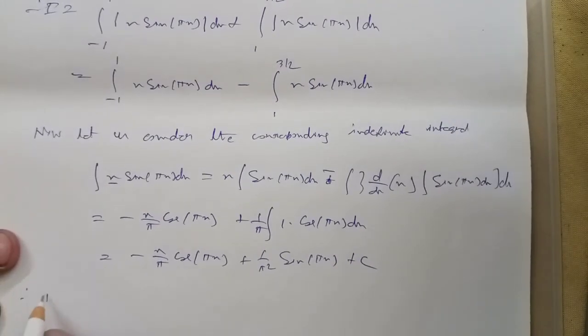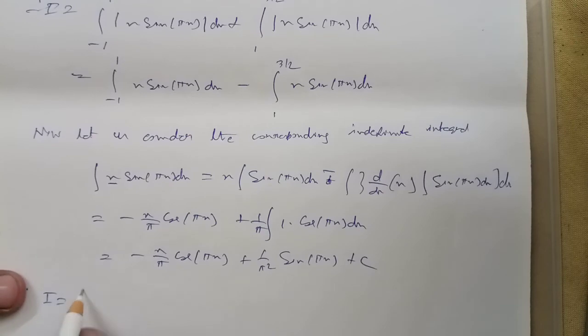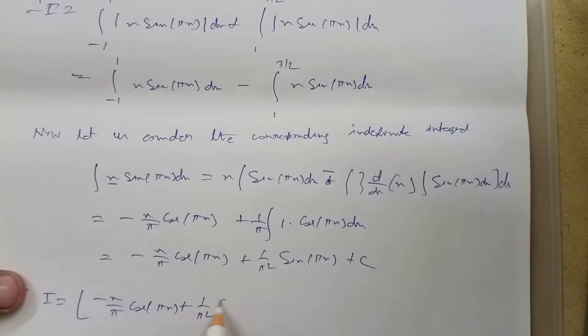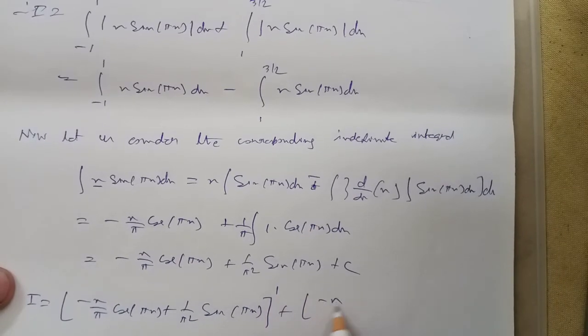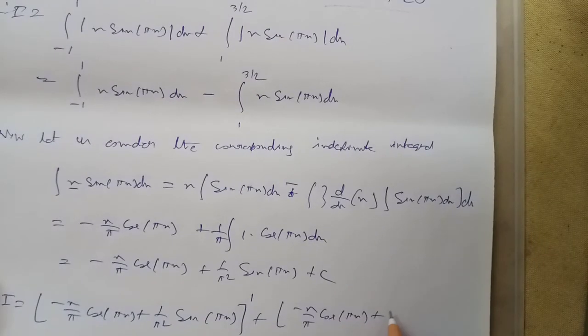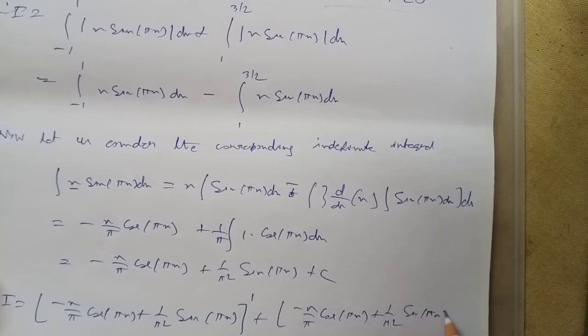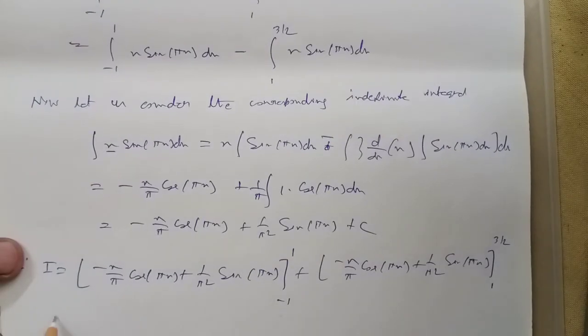So therefore our I becomes minus x by pi cos of pi x plus 1 by pi square sine of pi x, limits are minus 1 to 1, and then minus x by pi cos of pi x plus 1 by pi square sine of pi x, limits are 1 to 3 by 2.